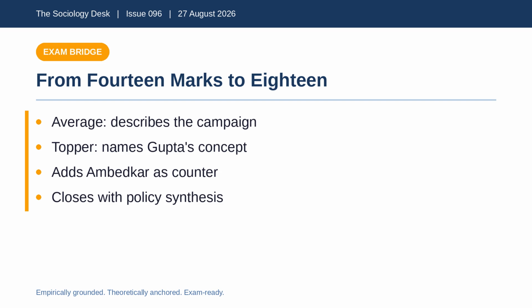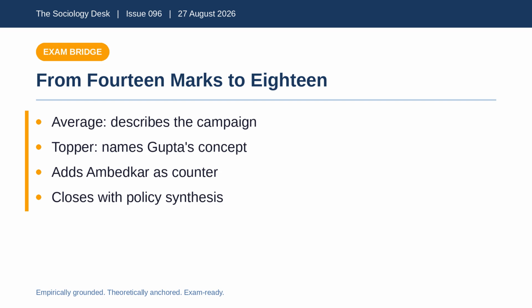Now, let me put on my examiner's hat for a moment, because this is the single most important slide in today's brief. Picture two answer scripts on this question. The average script, sitting around 14 out of 20, spends most of its words describing the Reservation Hatao campaign itself. What it demands, who is protesting, why. That is narration, and narration alone will not take you past 14.